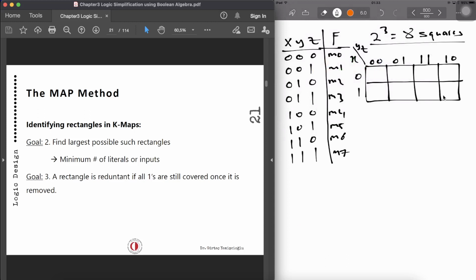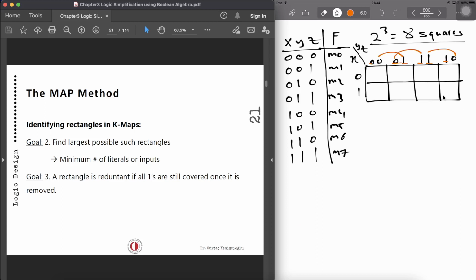If you do remember gray code from chapter 1, we want to change one bit at a time so that we have adjacent squares. So 0 is kept, the second one is changed. Second one is kept, the first one is changed. And the first one is kept, the second one is changed. Okay, so we are changing one bit at a time.